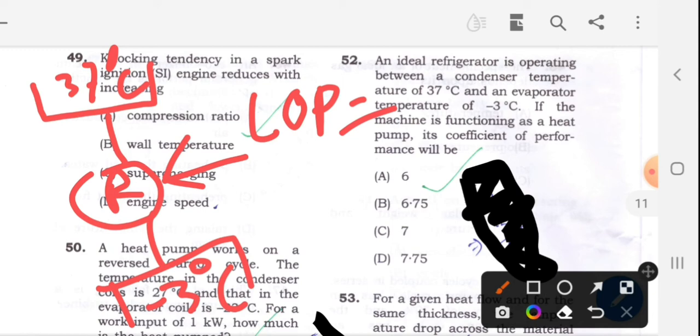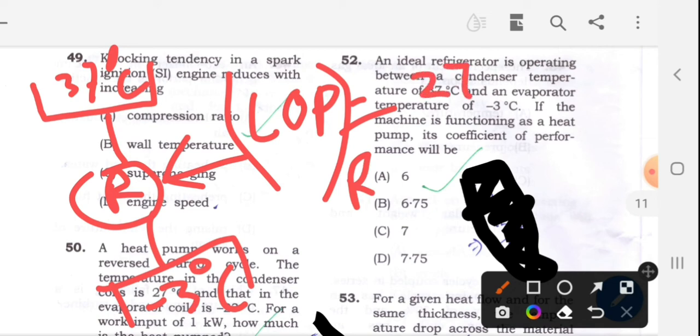The COP for the refrigerator is T lower divided by T higher minus T lower. For -3 degrees Celsius, T lower is 270 Kelvin, and T higher minus T lower is 40. So ultimately it's 270 divided by 40, but we have to calculate the heat pump.